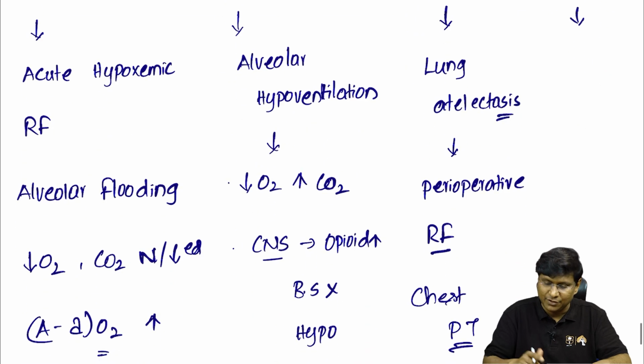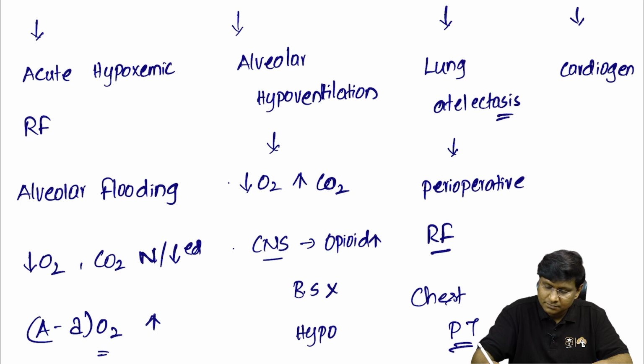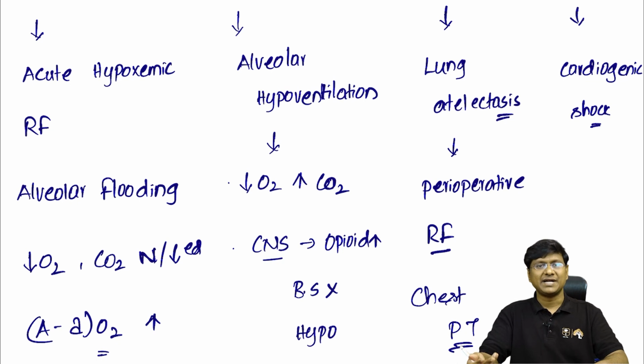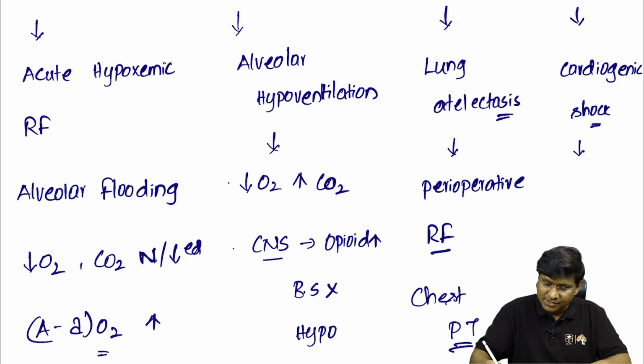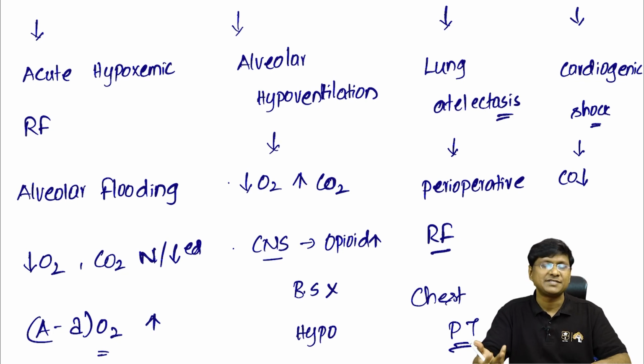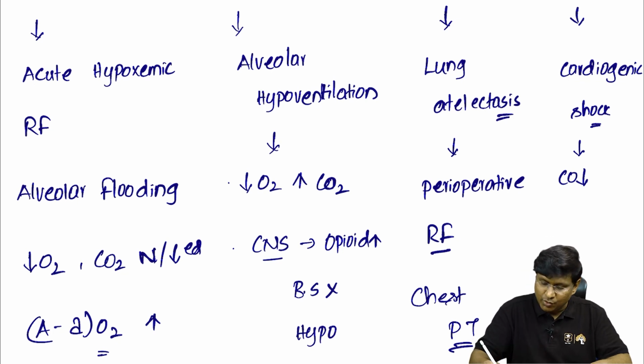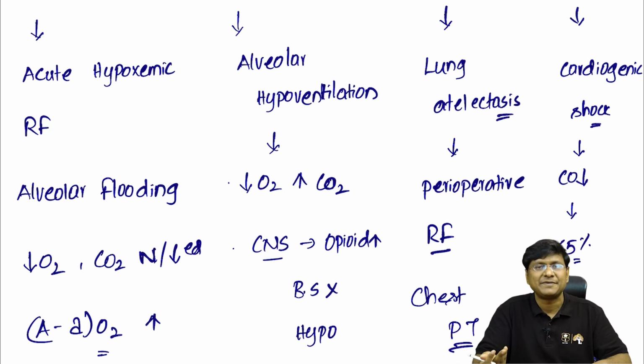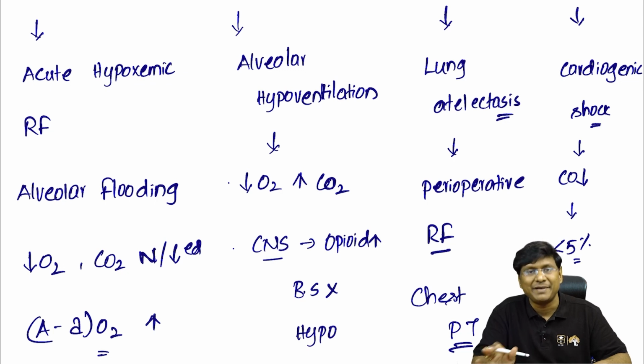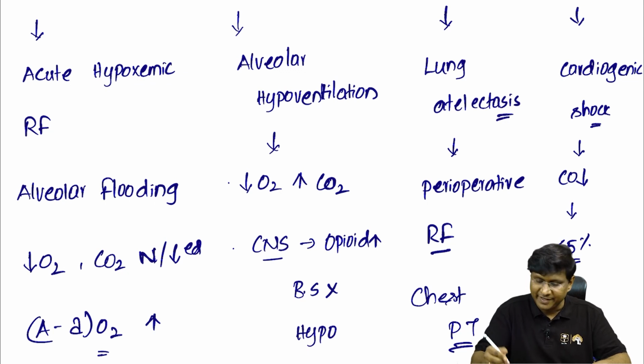Type 4 respiratory failure is due to cardiogenic shock. Whenever there is cardiogenic shock, the cardiac output will be reduced, and respiratory muscles require 5% of the cardiac output. Once the cardiac output is reduced, the respiratory muscles will receive less than 5% of the cardiac output, and that will result in respiratory muscle paralysis.